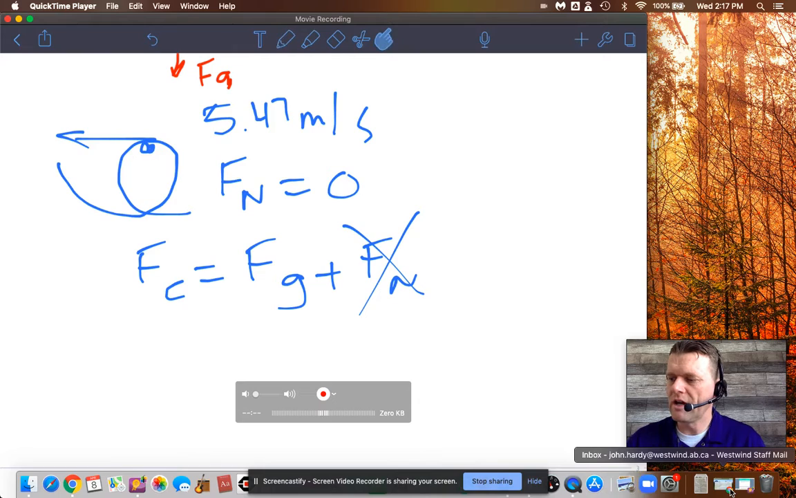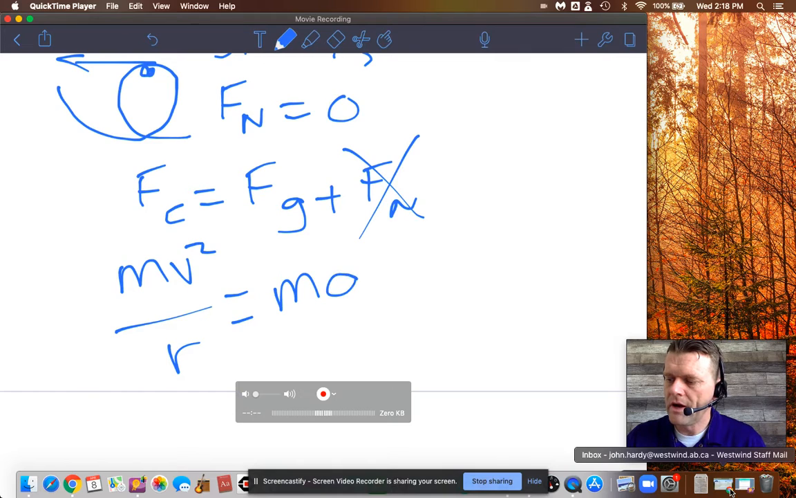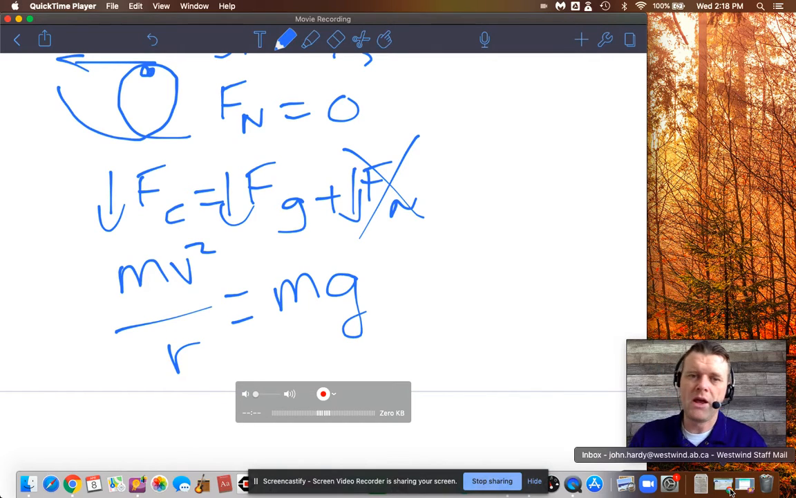When you get a question like this, we can expand both of these. Again, I'm going to use mv squared over r because I'm looking for the radius, and I was given the velocity. I'm not using the period. I haven't given you one of those yet. Because they're at the top of the circle, everything is pointing down. When I expand them, it's now mv squared over r equals mg. I wasn't given the mass of the object, but that's okay because it disappears.